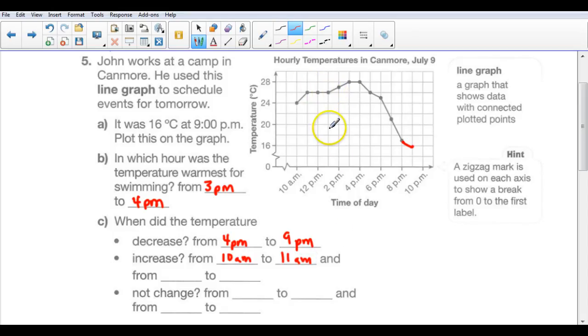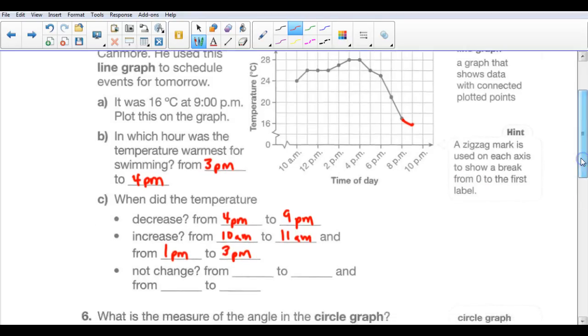Here it stayed the same. Looks like it's from 1 p.m. to 3 p.m. So look, see, it's not very hard to read and interpret this graph.